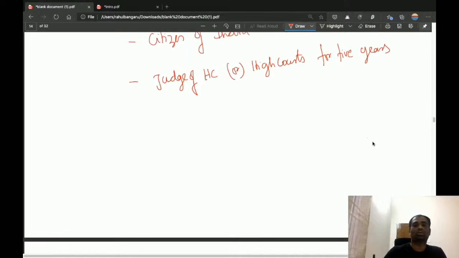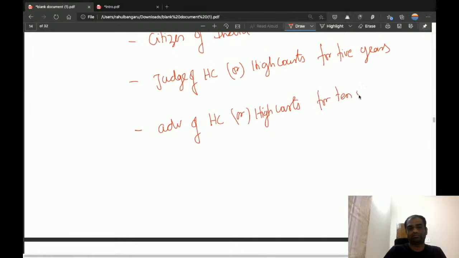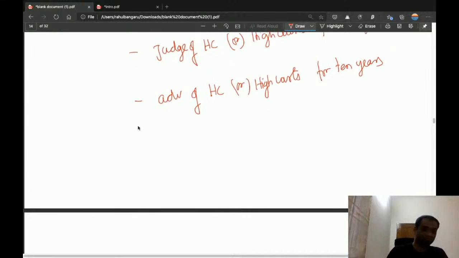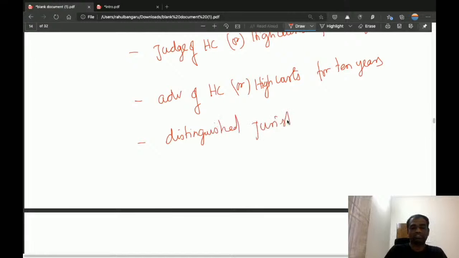He must be a judge of High Court or High Courts for 5 years, or he must be an advocate of High Court or High Courts for 10 years, or he must be a distinguished jurist in the opinion of the President.